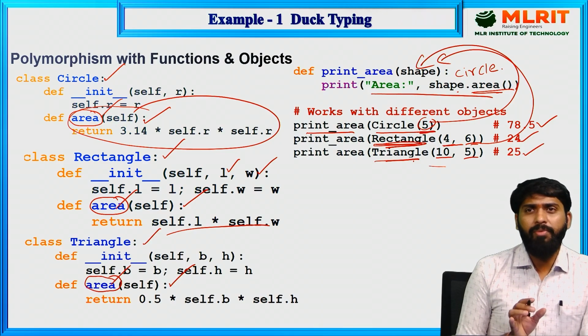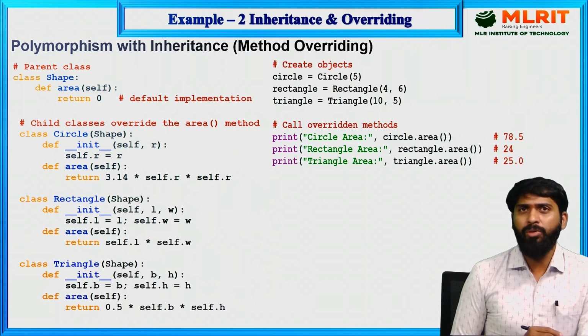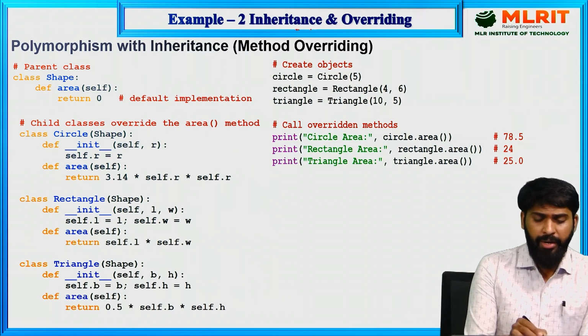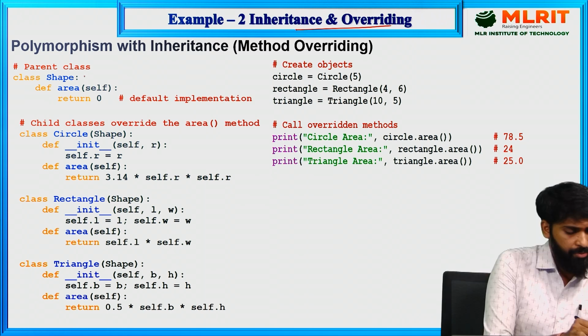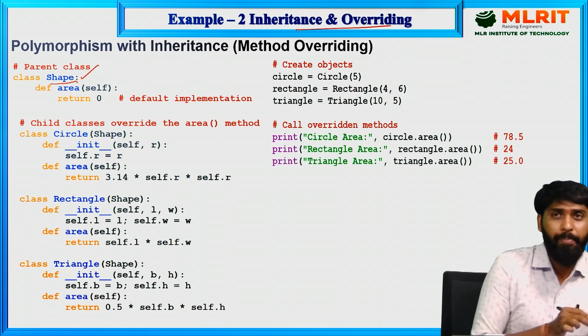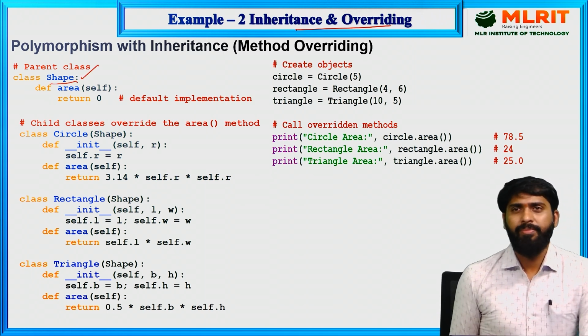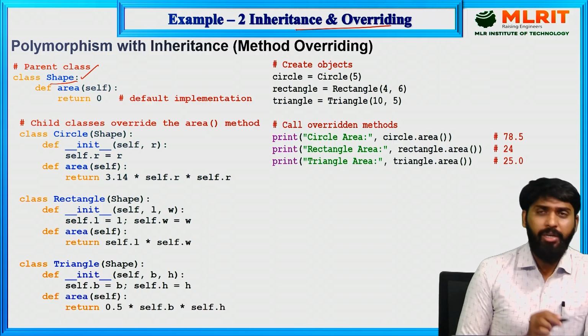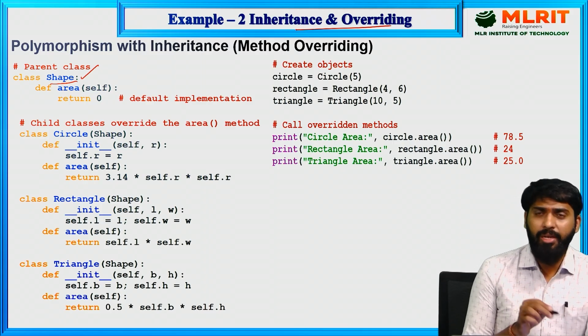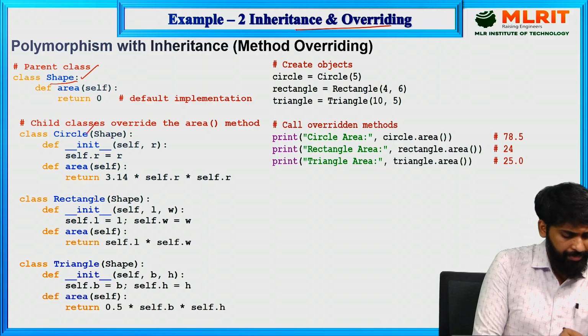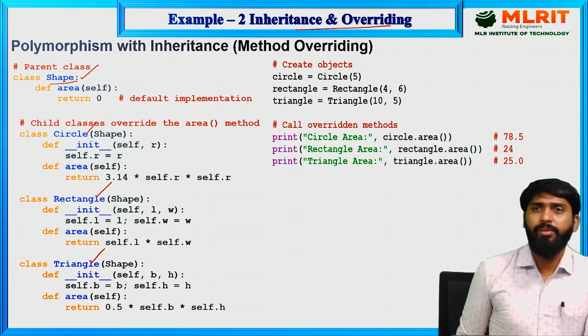In this example we understand the same function is used in different classes. So this we call duck typing. Example 2 is on inheritance and overriding. This is a parent class. The parent class name is shape. Okay. So now that shape class is inherited into the classes circle, rectangle, triangle.